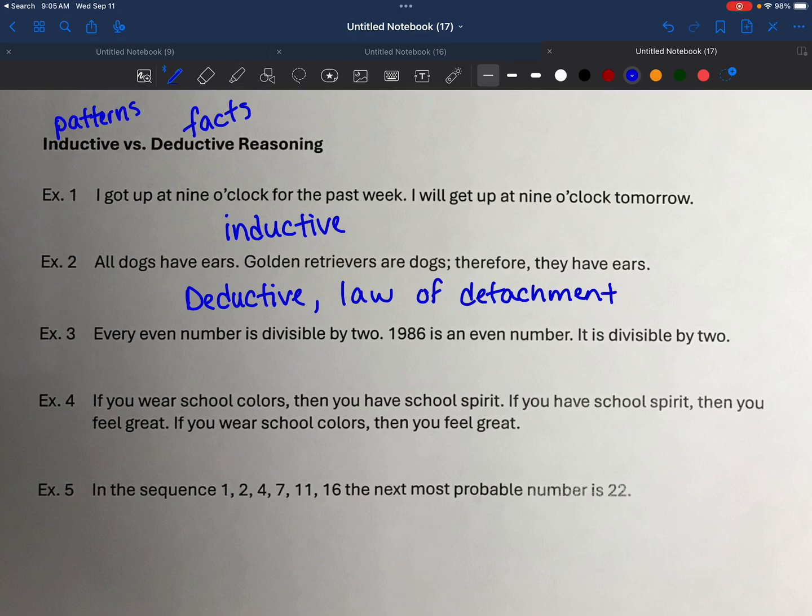Okay, example 3. Every even number is divisible by 2. 1986 is an even number. It is divisible by 2. It is deductive, right? Those things are fact. What law would we use here? Yeah, which one? Detachment or syllogism? Syllogism. Joss? Did you say no? Huh? I thought you said no. Was that not you? Who said no? Oh, yeah. So if it's not syllogism, what does it have to be? Detachment, right?